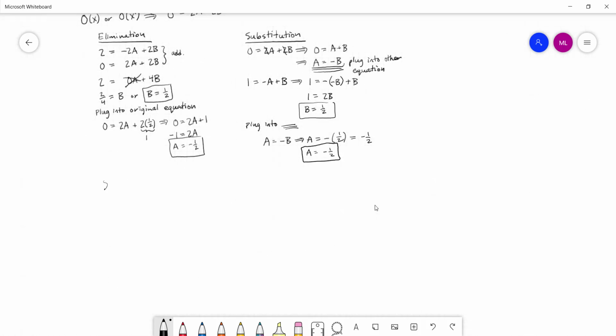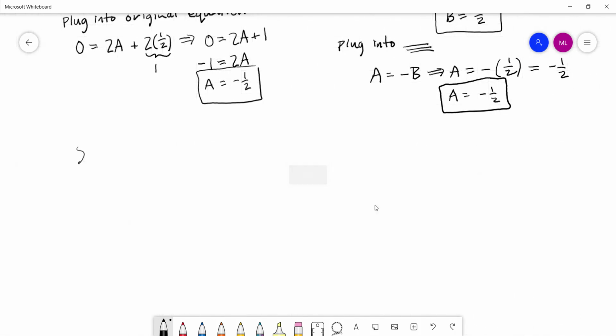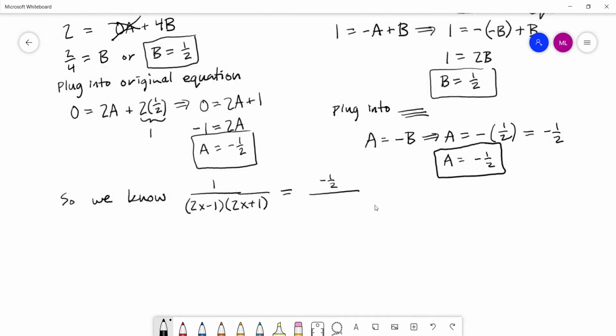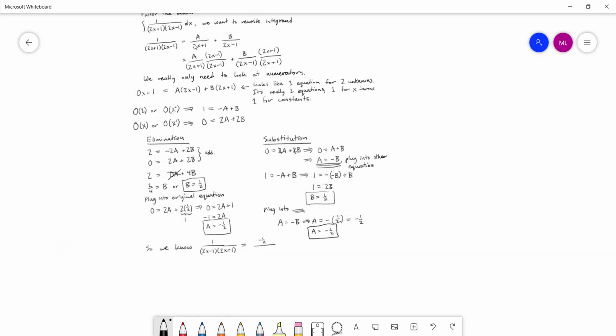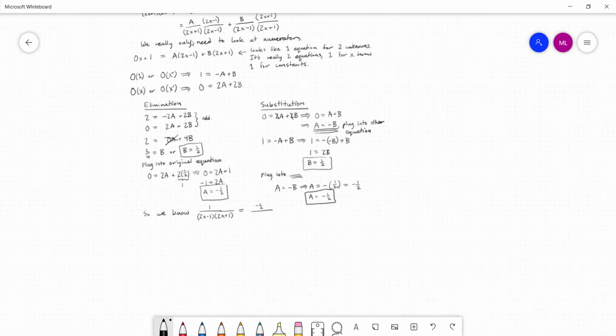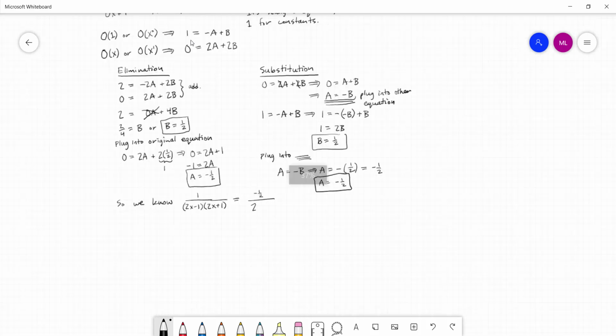So what we've got is the following. Let me zoom in so I can write here. So we know essentially that 1 over 2x minus 1 times 2x plus 1, that integrand that we were dealing with, can now be more succinctly written as basically a negative 1/2, that was a, over the 2x. Let me make sure I got which one goes with which. What order did I do them in? So a went with the 2x plus 1 term. So this is over the 2x plus 1 term.